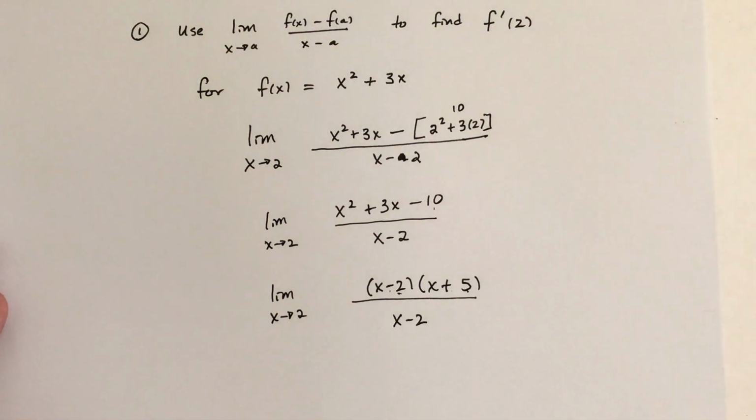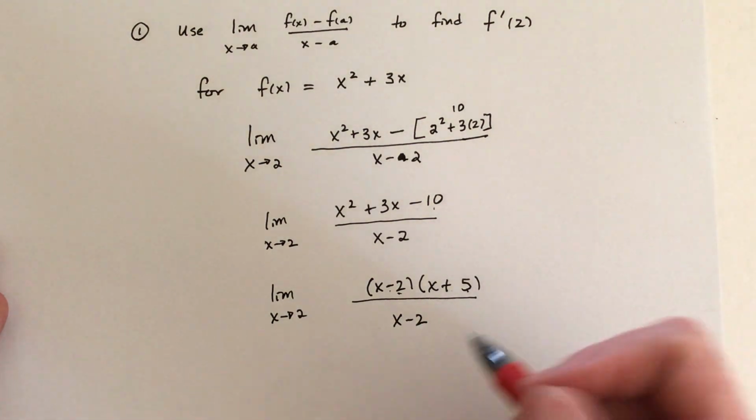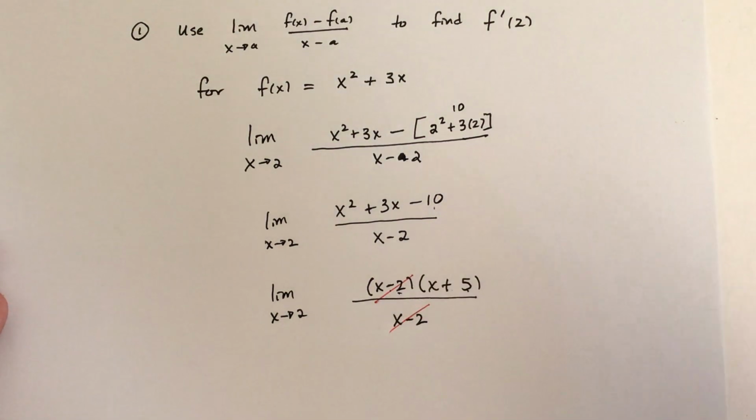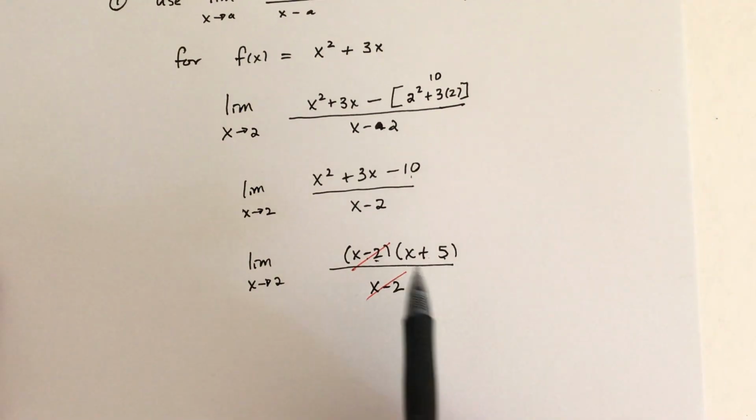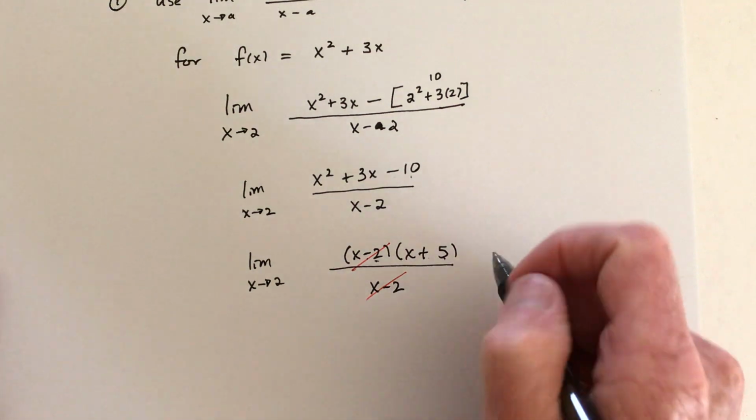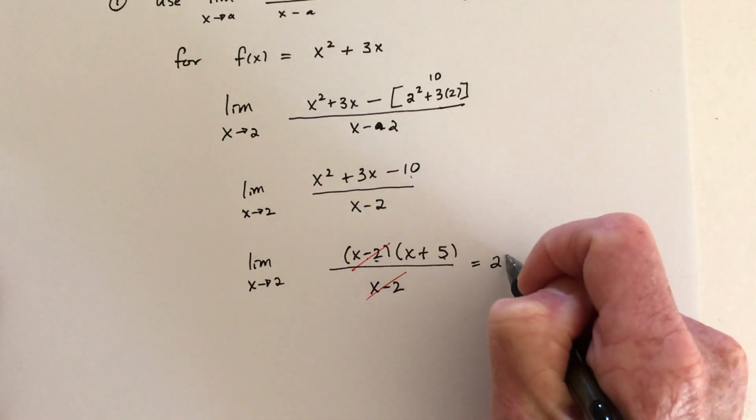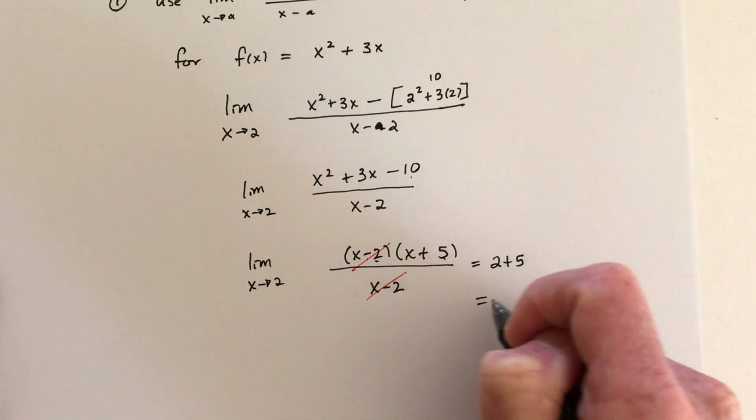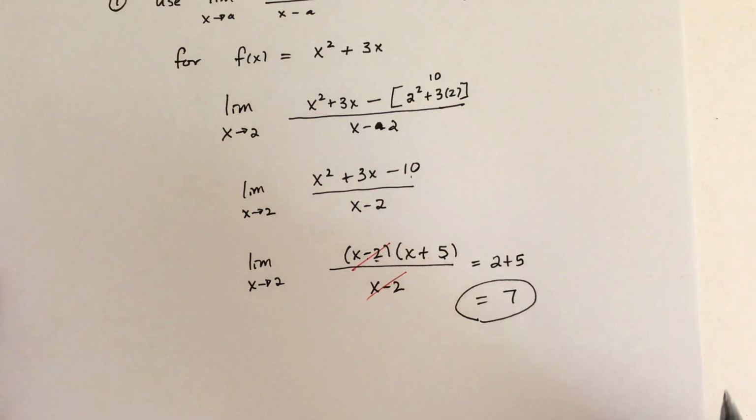That's good news. And then you guessed it, it's time for the red pen. Cancel, cancel. And now that I've canceled, I can substitute that x is a 2, which means this is going to be 2 plus 5, aka 7. So there's using the definition of the derivative for number 1.